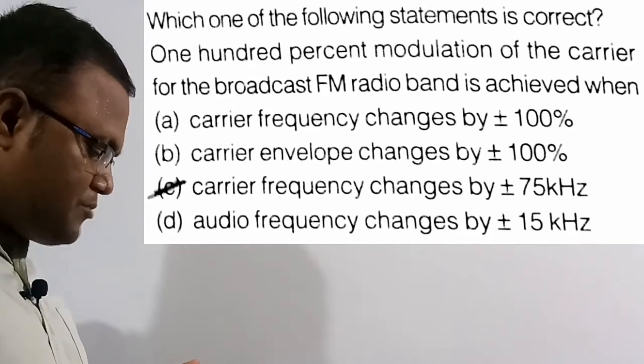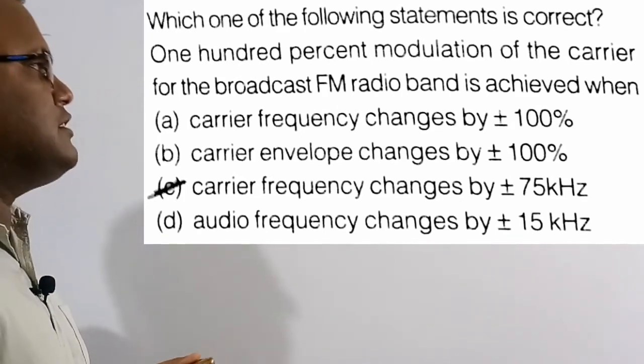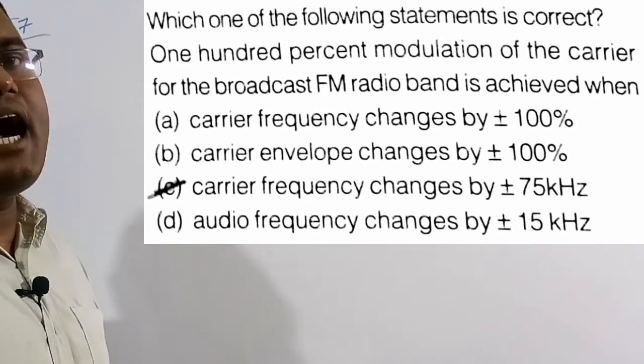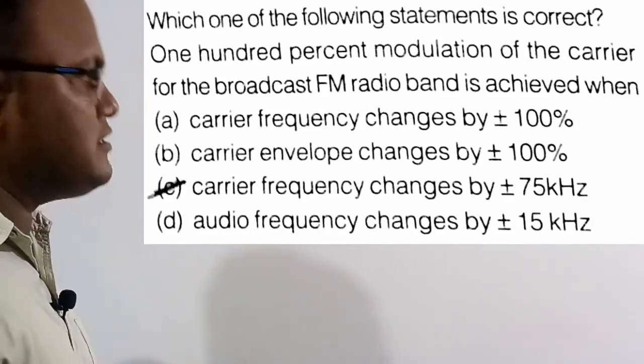So what are the four options? Option C is the correct solution of this question. It means that when the carrier frequency changes by plus or minus 75 kHz, only then are we going to get 100% modulation for this FM. So let us discuss this one.